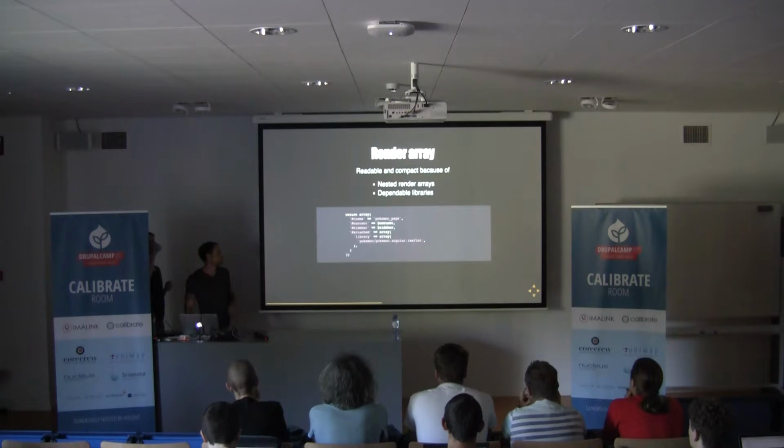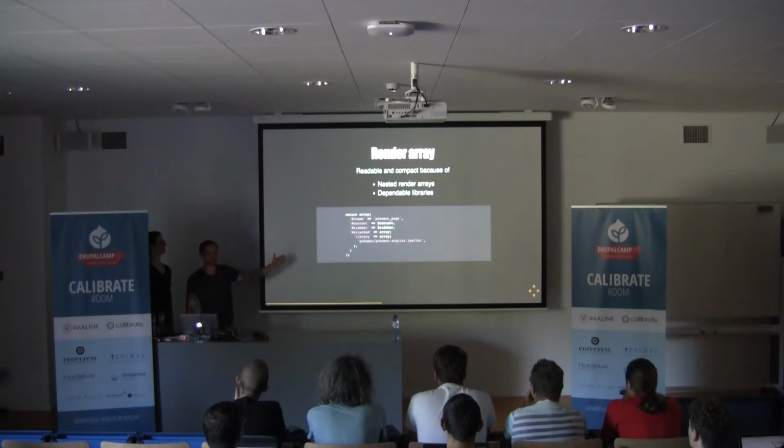Now, because we use nested render arrays and these libraries, these 10 lines of code render our whole website. So this is really readable and compact. This is basically our website.